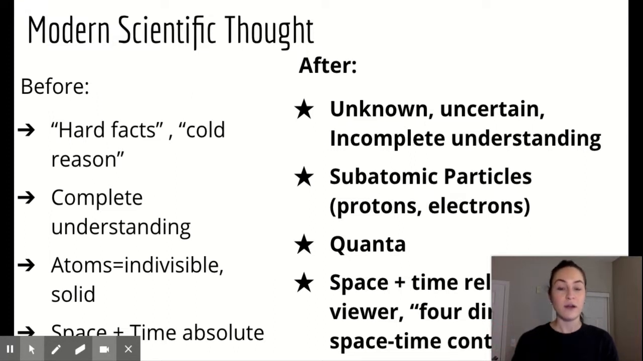One of the things that they figure out is that particles or atoms have subatomic parts. They understand new ideas about the energy that matter puts out, that is going to be referred to as quanta. And they start understanding that space and time are relative to the viewer. So I want to talk about some of the things, or some of the people really, that changed those ideas.